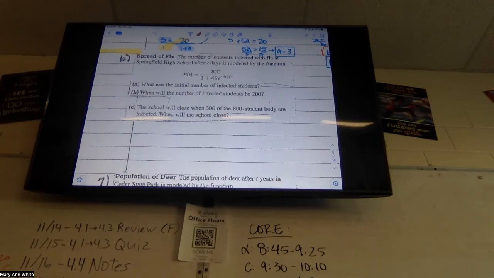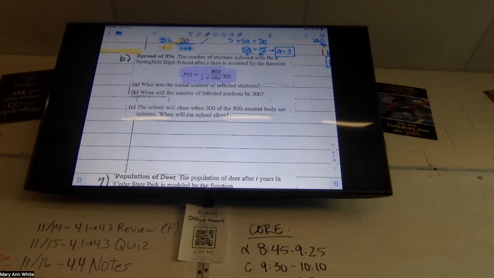This first one is about the spread of flu. It says the number of students infected with flu at Springfield High School after T days is modeled by this function. So yes, very nice of them. They gave us our function that we need. What is the initial amount of infected students? What point would that be? What would tell me my initial amount? What would I need to do to find the initial amount?